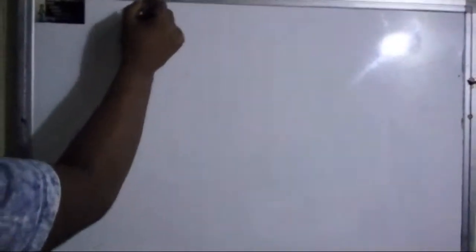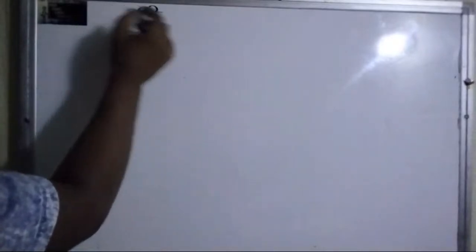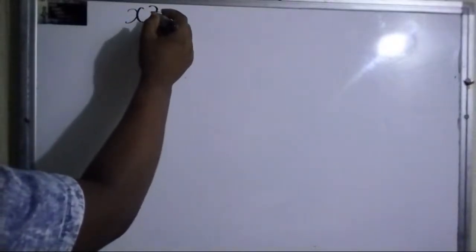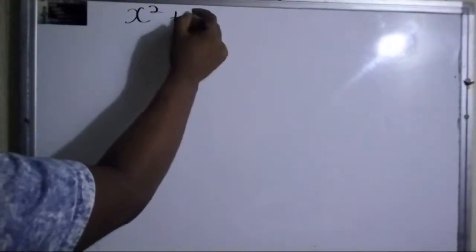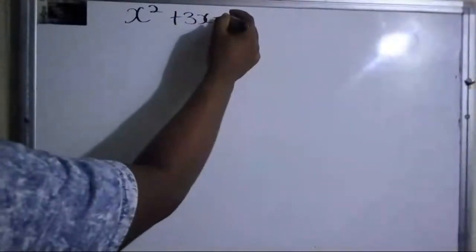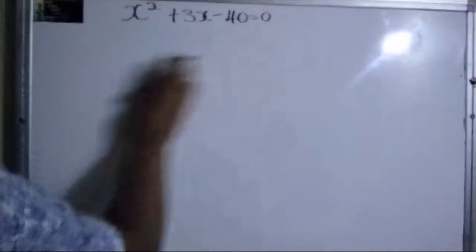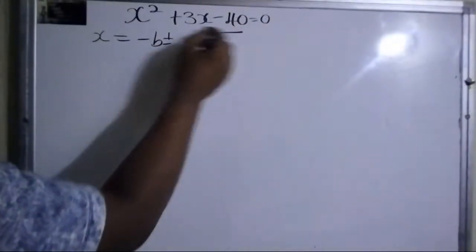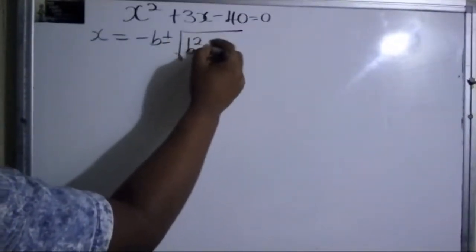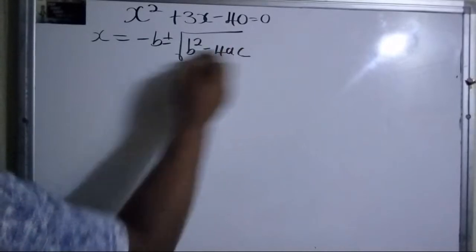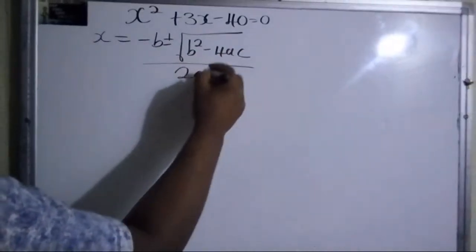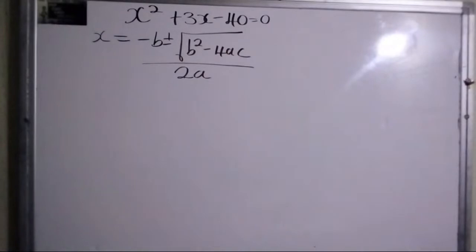Alright, let's go. So we have x squared plus 3x minus 40 equals 0. Let's see who can do that one. Bear in mind, this is the formula: x equals minus b plus or minus the square root of b squared minus 4ac, all over 2a. We have an exam to pass.